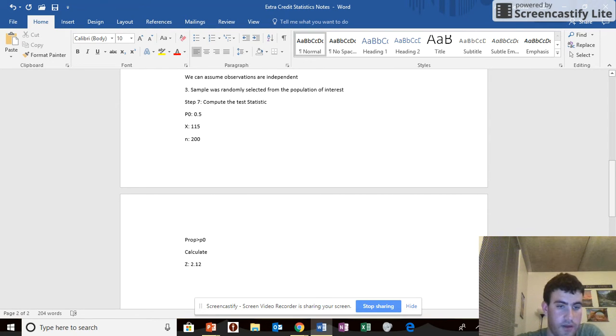So step 8 is calculate the p-value. As I mentioned, most calculators have this, so you won't have to worry about that. So the p-value here is approximately 0.017.